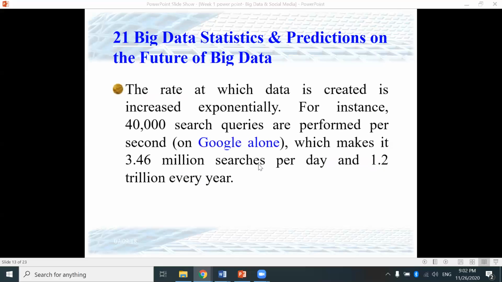The rate at which data is created has increased exponentially. For example, there are 40,000 search queries performed every second on Google alone, which makes it 3.46 million searches per day and 1.2 trillion every year. So imagine all that data when you search on Google. And Google, of course, keeps a record of what people search on their search engine. So that's the data that's being collected.